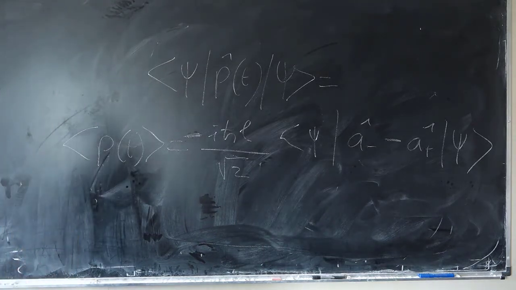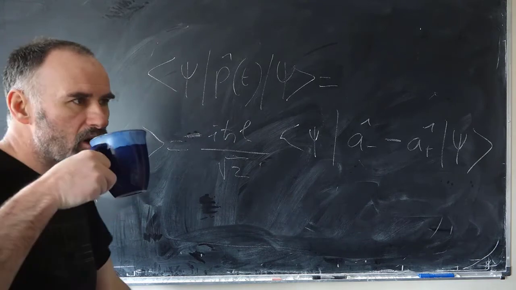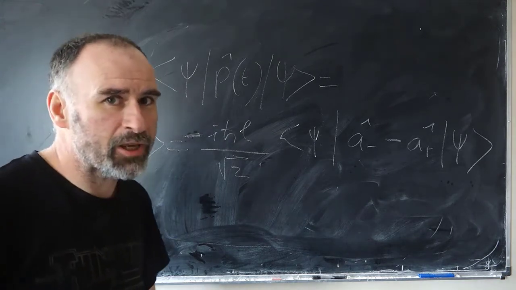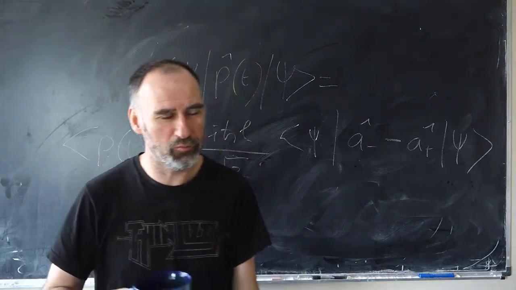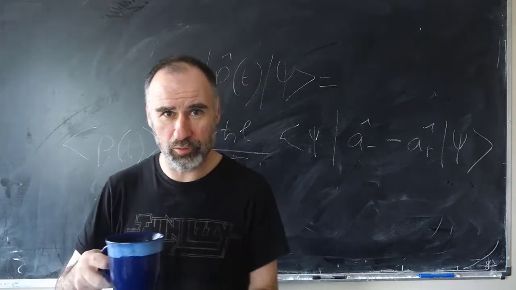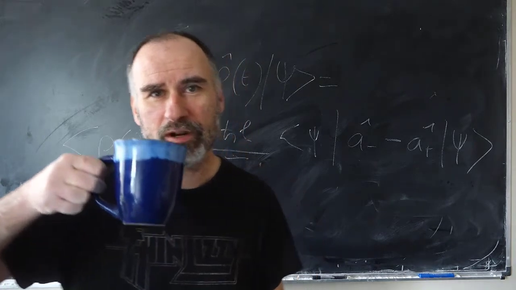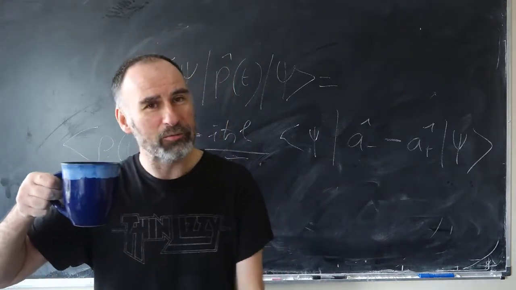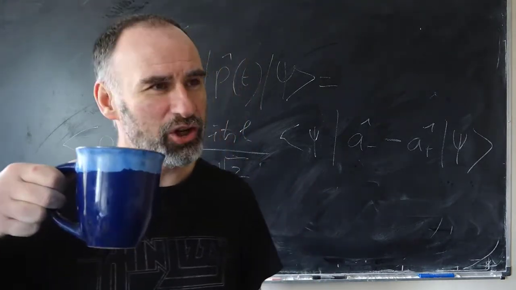Got to remember normalization. We've got to be careful with factors of 2 and root 2. I am awful for dropping factors of 2 and root 2 left, right and centre. It drives me up the wall. I did it when I was writing out the solution of this question. I had to chase it back.